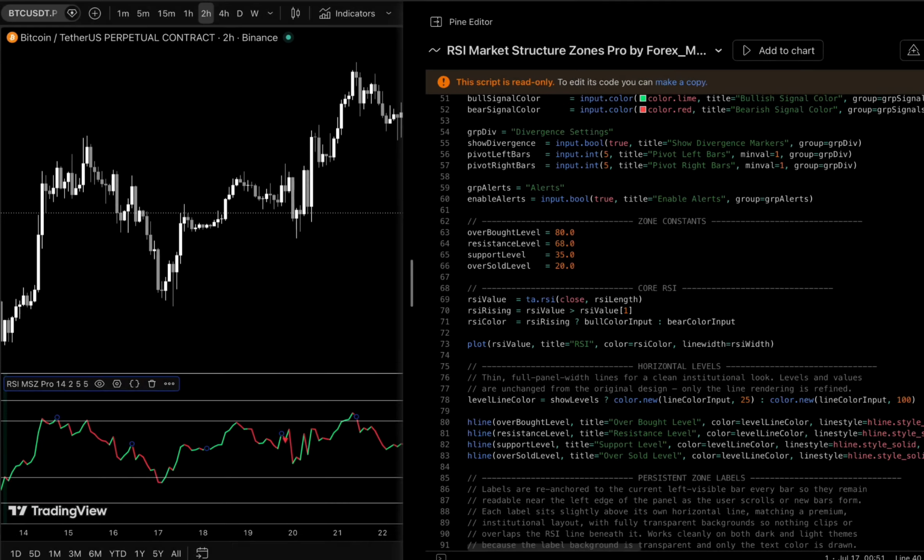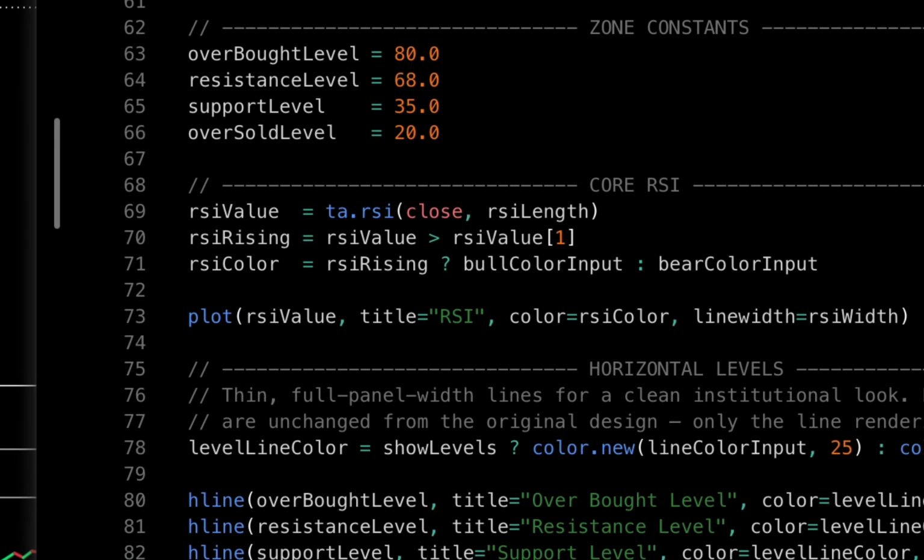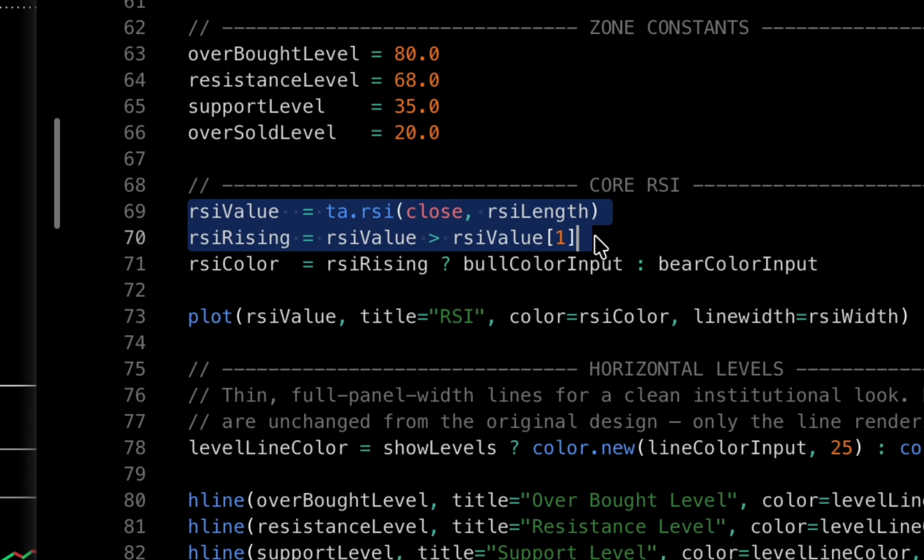The RSI line turns green when it is higher than the previous bar. It turns red when it is not rising. This is easy to read, but it is only a quick momentum view. It is not a full trend detector.